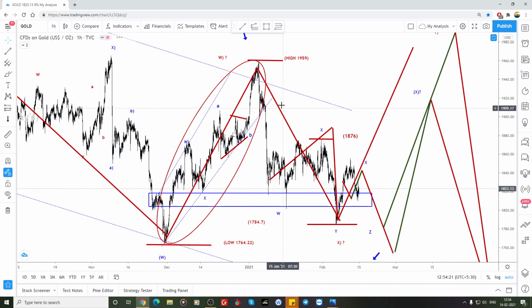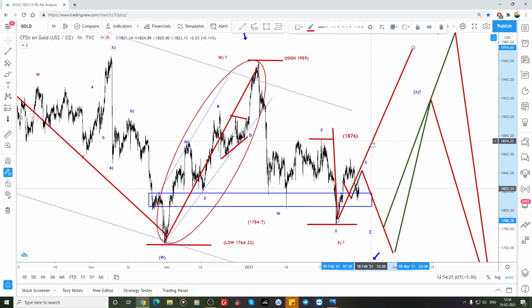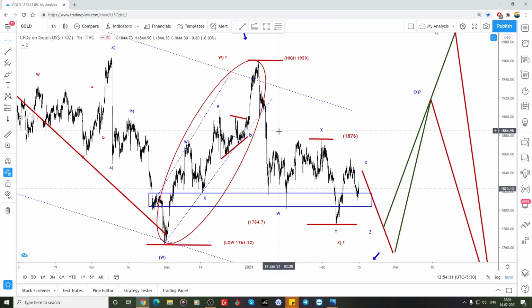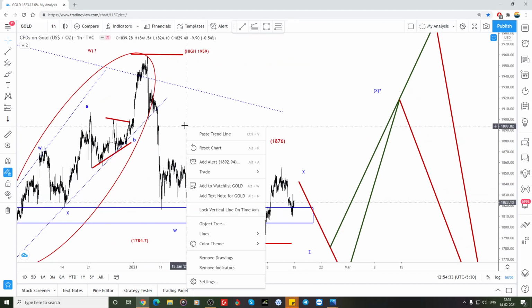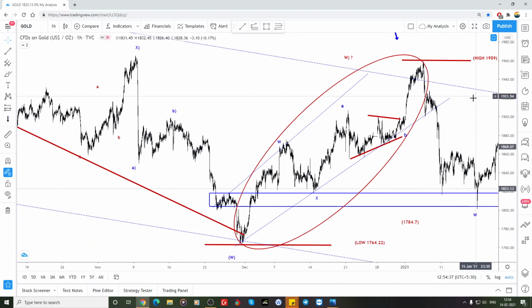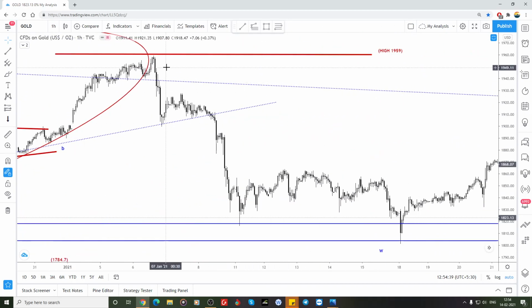And give me one second, I can give you time to delete all those things, otherwise you will be too confused, right? So here I took this as a W, because this is a three-way structure, right?